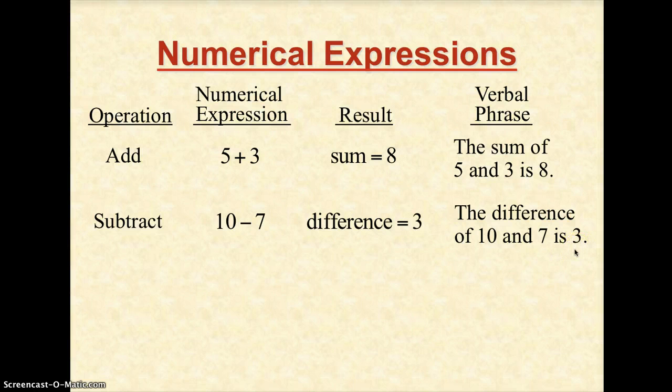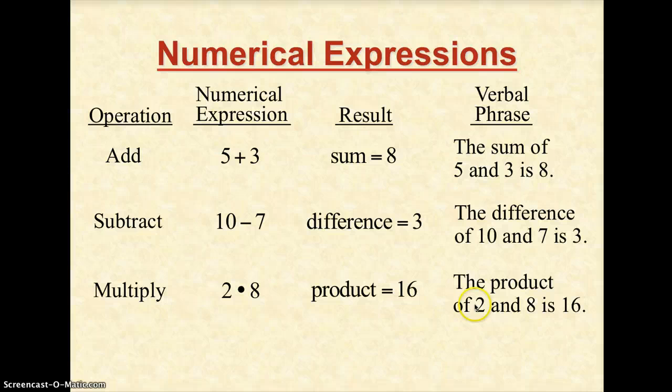Another operation is multiply. A numerical example of multiplication can be 2 times 8. The result or the answer in multiplication is called the product. So the product of 2 and 8 is equal to 16. You may write it in words, or verbally, by saying the product of 2 and 8 is 16.